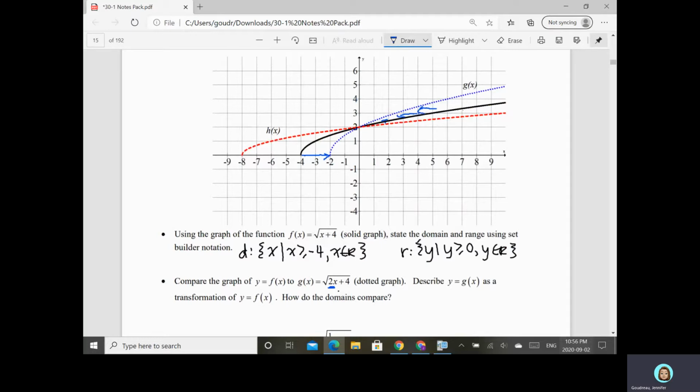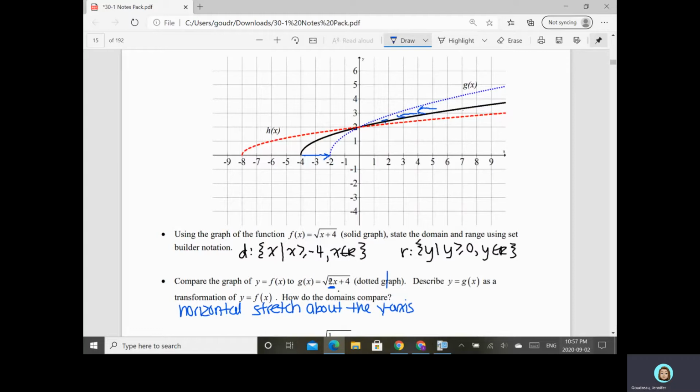It's all kind of being pulled in. So if I was to describe this g at x as a transformation of f at x, I would say that it is a horizontal stretch. Now it's being horizontally stretched about the y-axis, and it's being stretched by a specific amount.